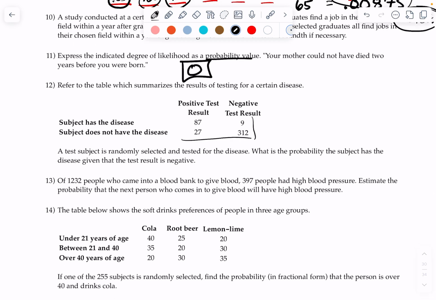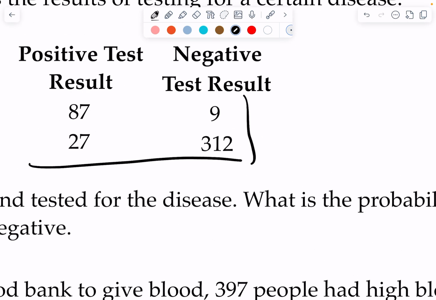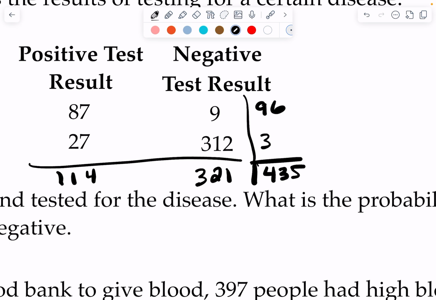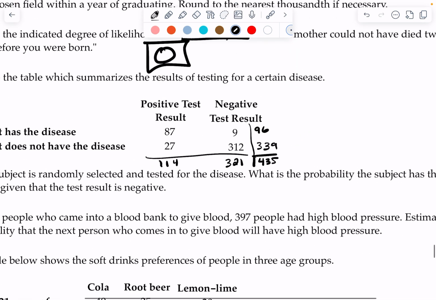Okay, further the table. Let's find some totals. 4, 1, 1, 4 totals. 3, 2, 1 for a total of 4, 3, 5. I think 96 plus 339 is 435. Yeah, 435. Okay. All right.